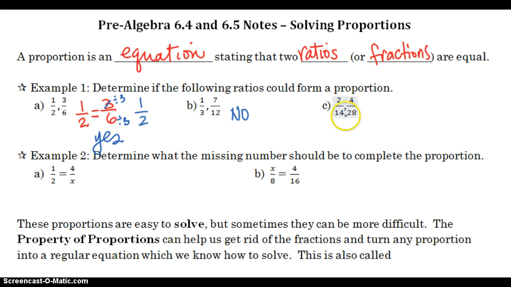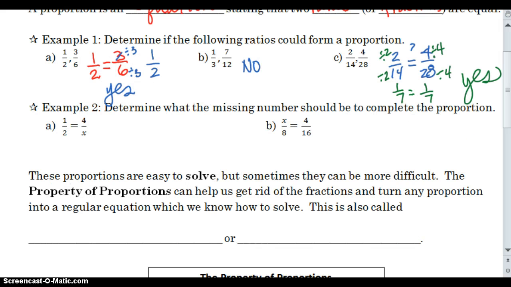What about 2/14 and 4/28? Well, it's going to be easier to simplify both. So 2/14, does that break down to the same thing as 4/28? For that one, we know 2 goes into both of these, so divide the top and the bottom by 2, and that gives us 1/7. And if I divide the top and the bottom by 4, 4 goes into 4 once, and 4 goes into 28 7 times. So yes, those ratios or those fractions are proportional.